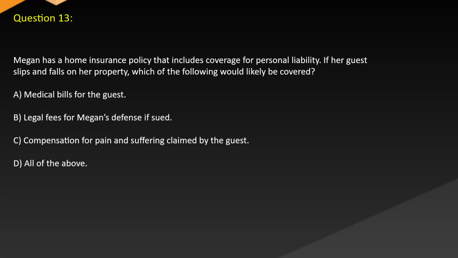Question 13. Megan has a home insurance policy that includes coverage for personal liability. If her guest slips and falls on her property, which of the following would likely be covered? A. Medical bills for the guest. B. Legal fees for Megan's defensive suit. C. Compensation for pain and suffering claimed by the guest. D. All of the above.